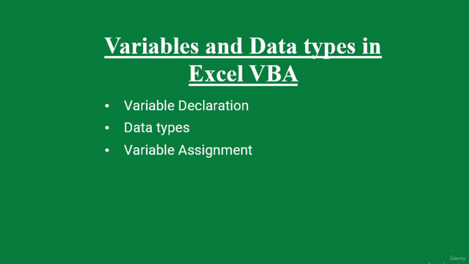And lastly, we have the variable assignment. We can assign values to variables using the assignment operator, which is equal to. Here we can say, for example, myVariable = 10, or x = 10, and y = 5. So that is the meaning of variable assignment. So we can assign values to variables using the assignment operator, which is equal to. This is the assignment operator.